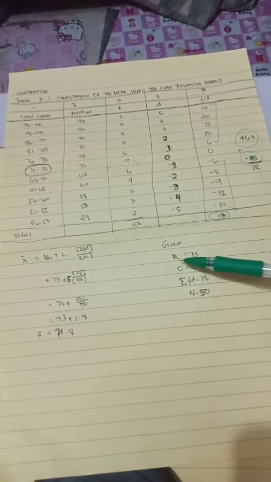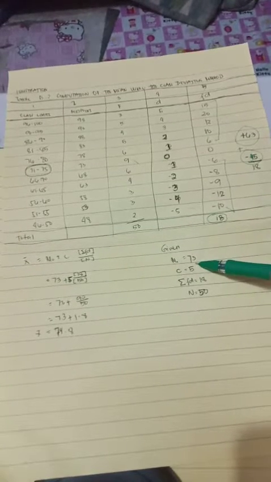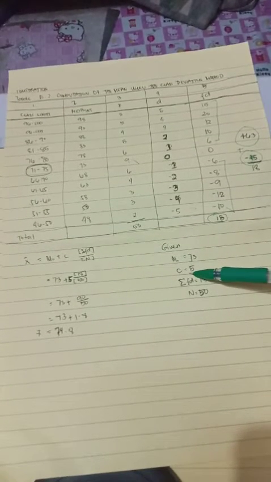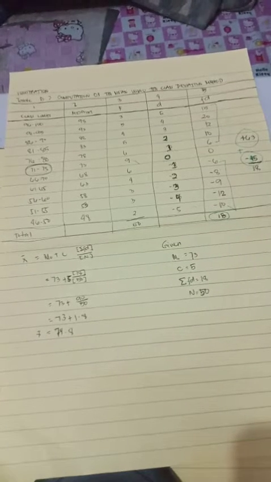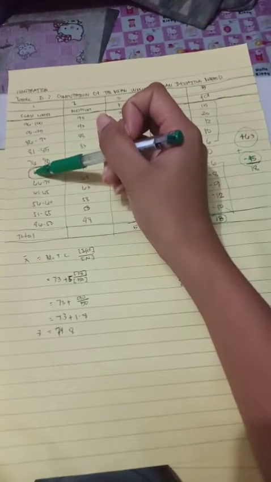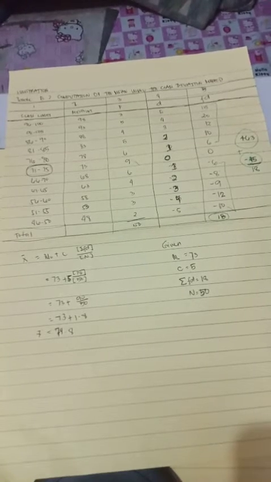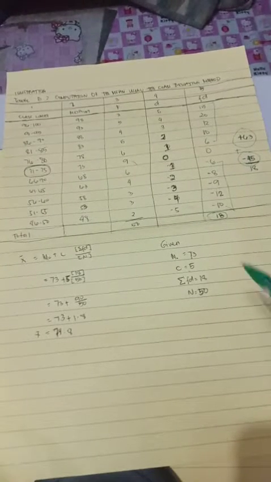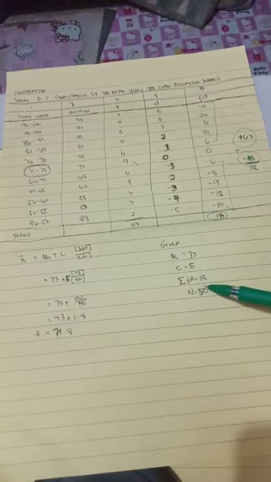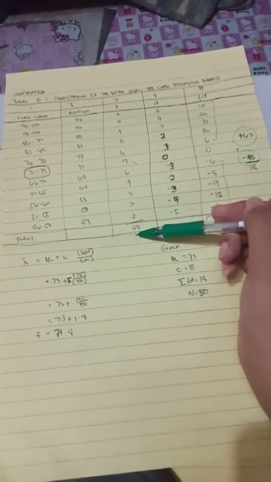So our given data is: the midpoint of origin is 73. Our class interval is 5, because it is the number between 71 and 75. And the sum of the frequency times the deviation is equal to 18, and our number of cases is 50.